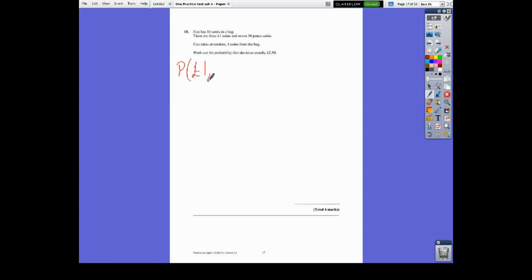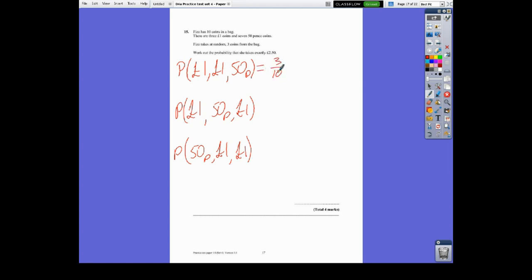So we could get £1 first, £1 second, then 50p third. We could get a pound first, then 50p, then a pound again. Or we could get 50p first, then a pound, then a pound. So, the probability of getting a pound first would be 3 out of 10, because there are 3 pound coins out of 10 altogether. Once you've removed one of those, you would only have 2 pound coins left, and there'll be 9 coins in the bag. So the next probability will be 2 ninths. Then the probability of getting the last 50p, there are still 7 50p's, but there are only 8 coins in the bag. If we multiply all those together, we get 42 out of 720.